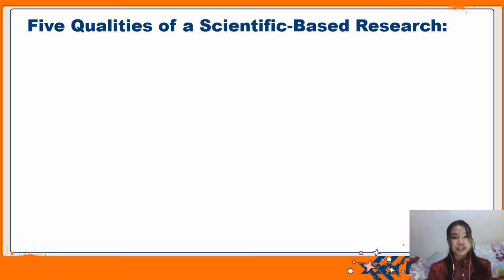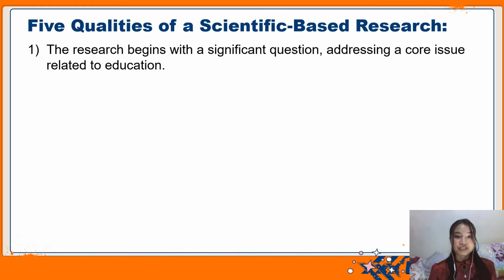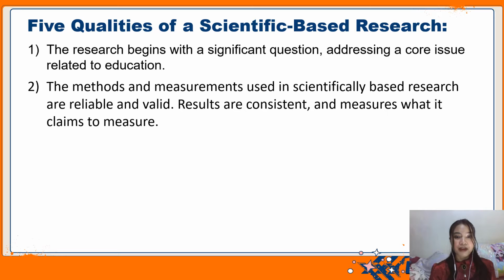As I mentioned earlier, the Department of Education has identified the 5 qualities necessary to qualify for the scientifically based research label. These 5 qualities are: 1. The research begins with a significant question addressing a core issue related to education. 2. The methods and measurements used in scientifically based research are reliable and valid. Results are consistent. In addition, the research measures what it claims to measure.